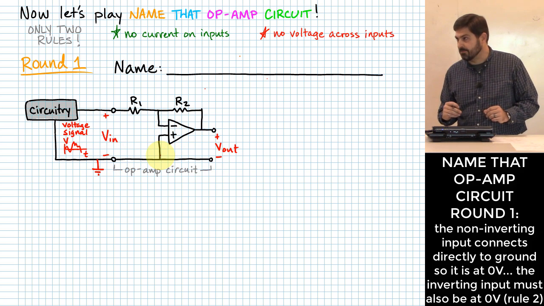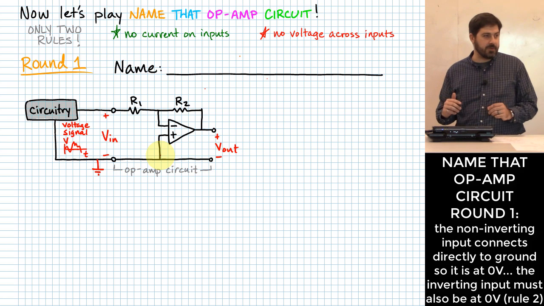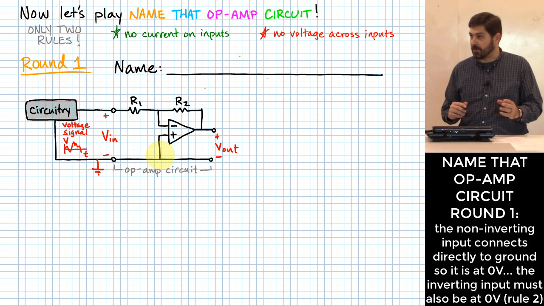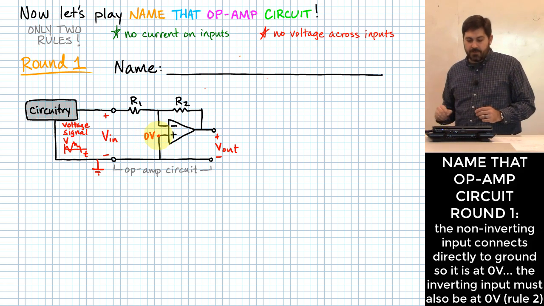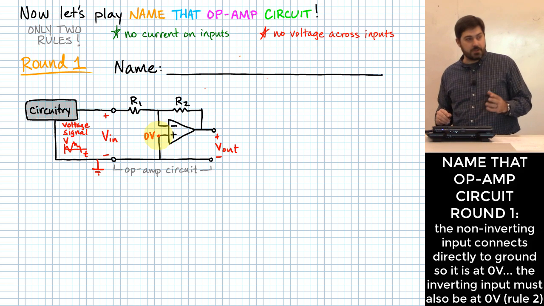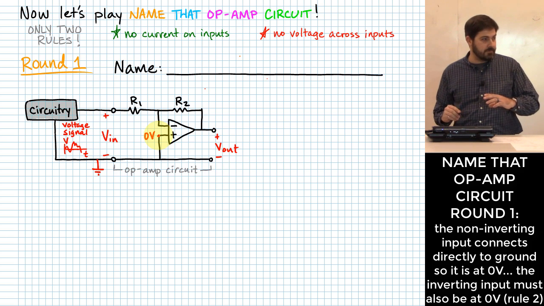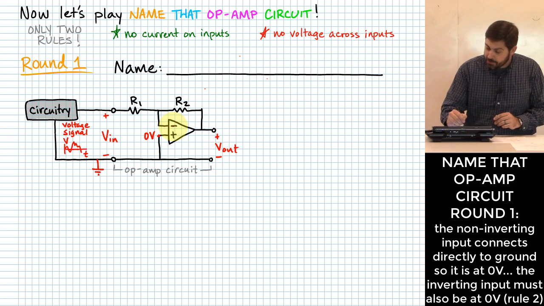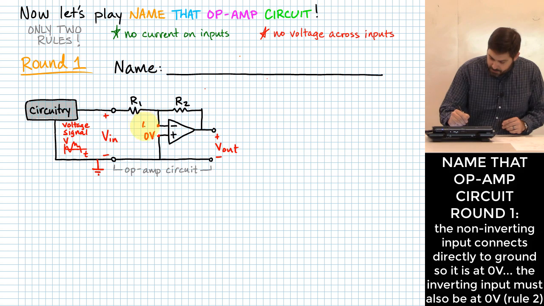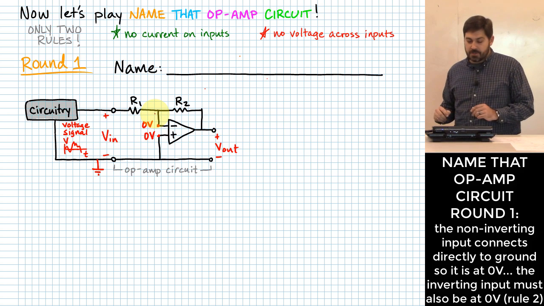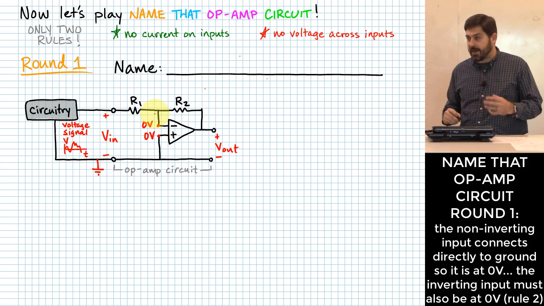Not a trick question. I have a wire hooked straight up from my ground to the non-inverting input, right? So how much voltage do I have there? 0 volts. And if I have 0 volts hooked up into my non-inverting input, then how much voltage do I have on my inverting input? Okay, that's also 0 volts. And that means everywhere along that node is at 0 volts relative to ground.